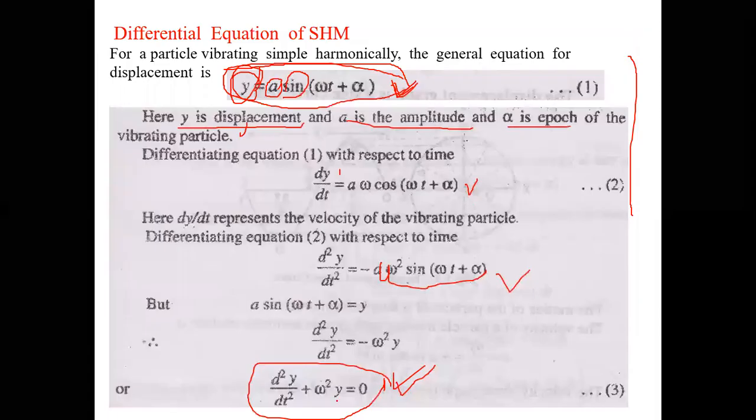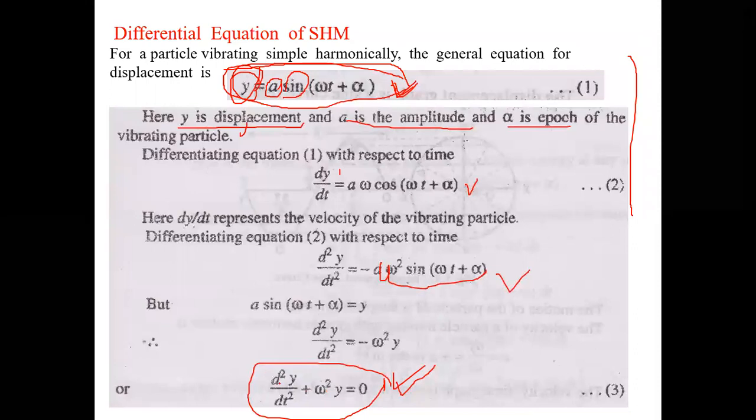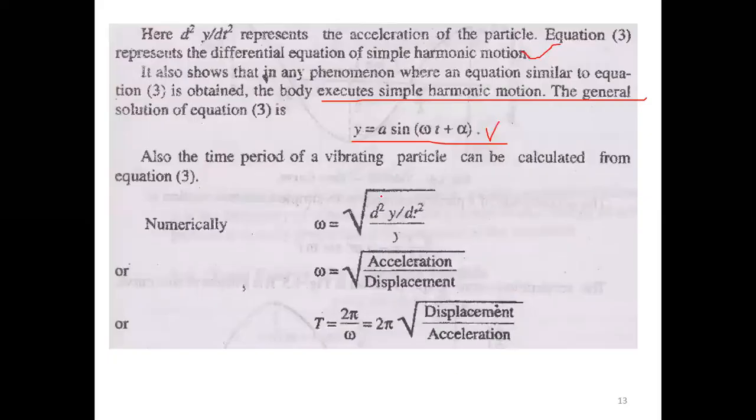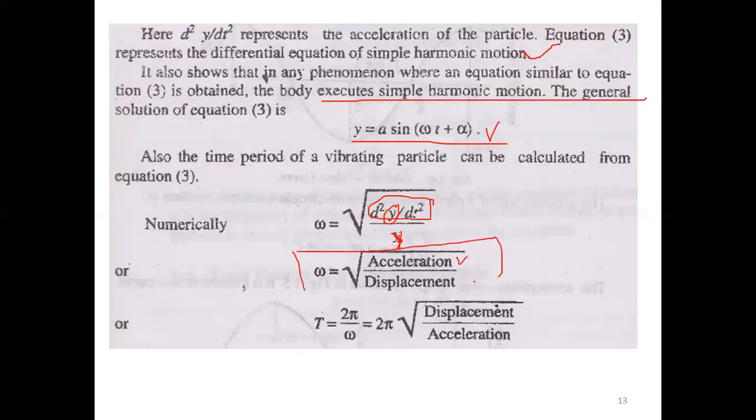From equation 3, omega square will be this one divided by y. Okay, the minus sign will of course be there. So the magnitude of omega square is d square y by dt square divided by y. As you know, if y is the displacement, dy by dt is the velocity and d square y by dt square is the acceleration. So omega is the square root of acceleration divided by displacement. You may need this formula for solving some problems.